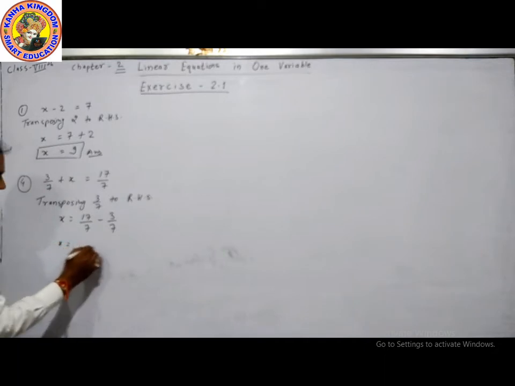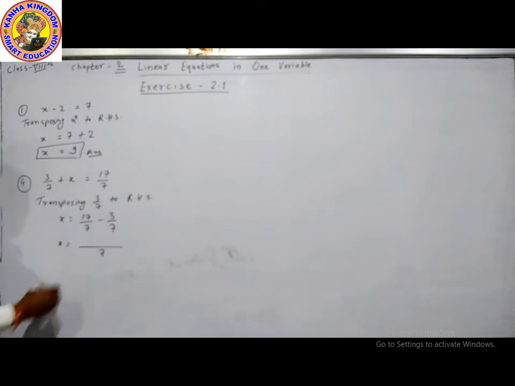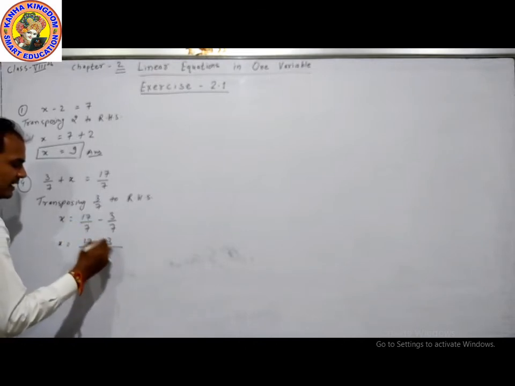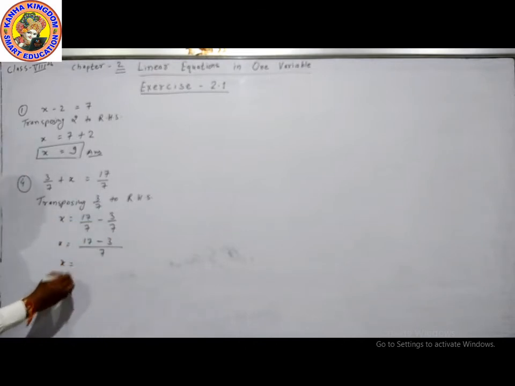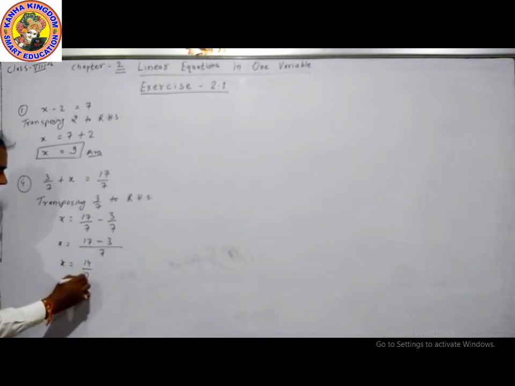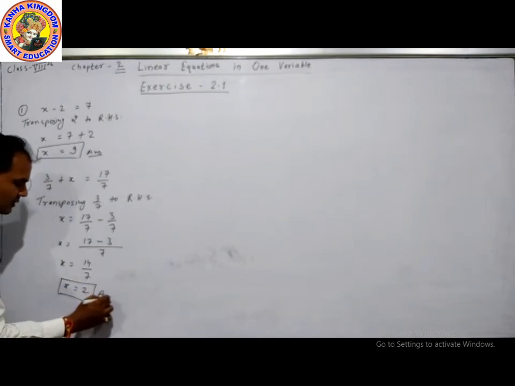We take the LCM of 7. Answer is 17 minus 3. x is equal to 17 minus 3, which is 14 by 7. x is equal to 2. This is our final answer.